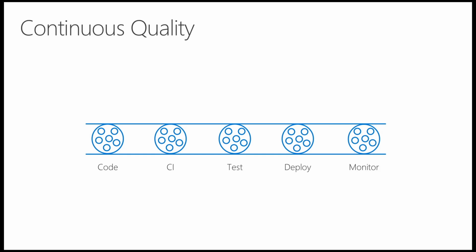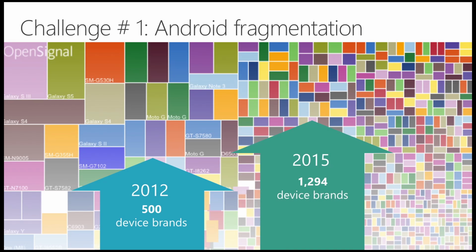But there are some challenges, some specific challenges for mobile developers that we really truly need to think about here, which is why we're talking about mobile DevOps today. One of those challenges is Android fragmentation. There are over 1,000 brands of Android devices at this point, and it's more than doubled over the past few years. And the number of combinations of brand and hardware and form factor and Android OS version is huge, and you could never actually test all of these things.